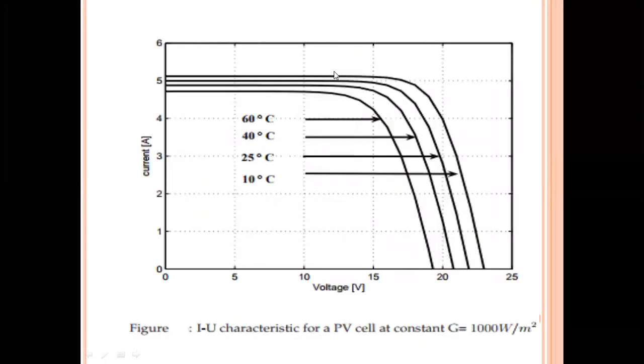Now this is one more IV characteristic. This is represented at 1000 watt per meter square. Here the characteristics are taken for different temperatures. You can see at 10 degree centigrade the power generation is maximum, then 25 degree centigrade, 40, 60. Once the temperature increases to a higher value, the power generation is minimized.